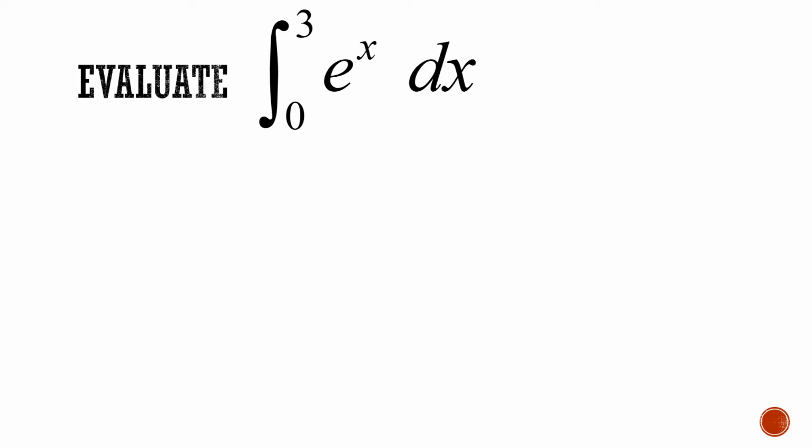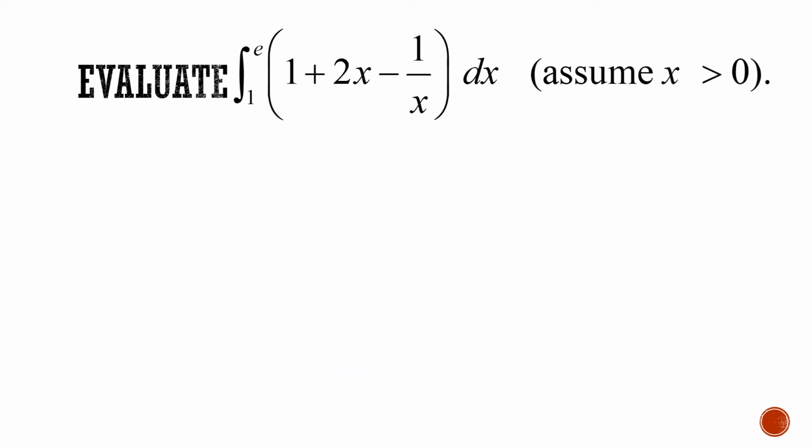Here's an example. We have the integral from 0 to 3 of e to the x dx. First I'm going to take that integral. The integral of e to the x is e to the x, and I'm going to evaluate it from 0 to 3. Again, I plug in the top, and I subtract plugging in the bottom. So I get e cubed minus e to the 0, and simplifying that, I get e cubed minus 1. Again, I do not need a plus C because I actually plugged in values.